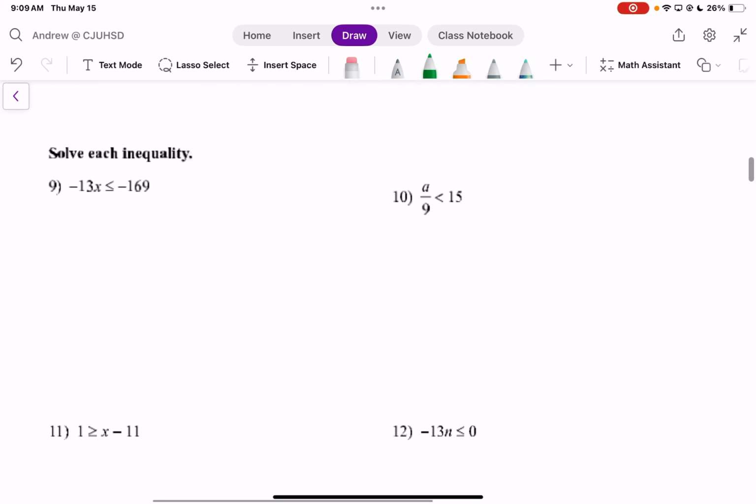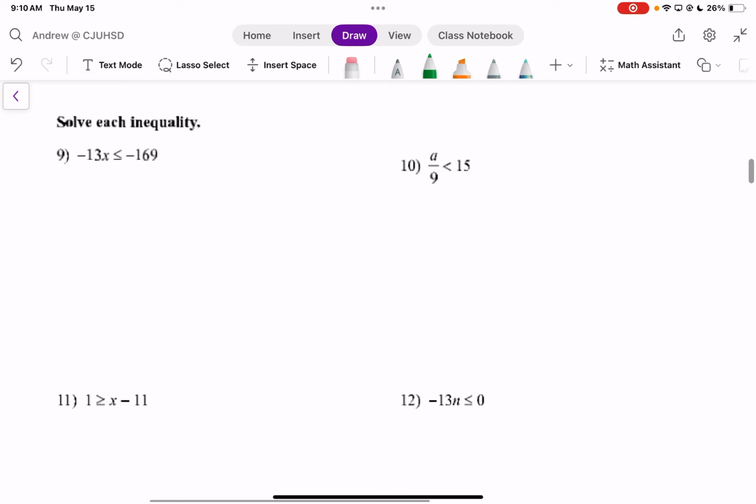All right, backside. Now, here's the major thing with inequalities: when you divide by a negative, you've got to switch it to the opposite. You've got to switch the inequality going the other way. So divide by -13, and then x switches to greater than or equal to 169 divided by 13. 13 times 13 is 169, so that should be 13.